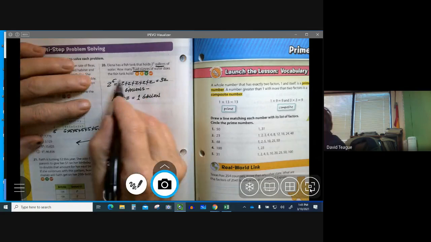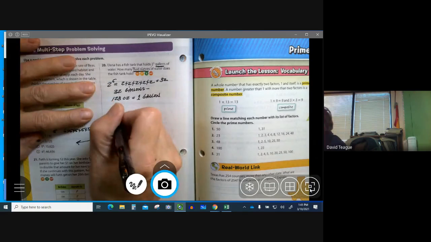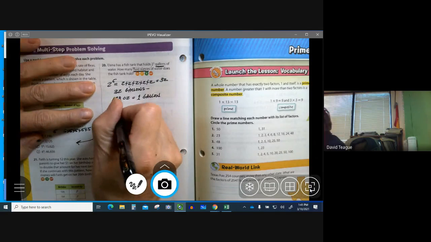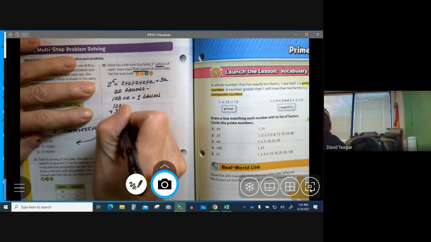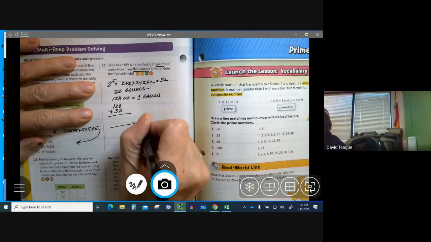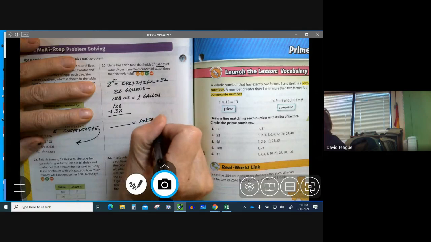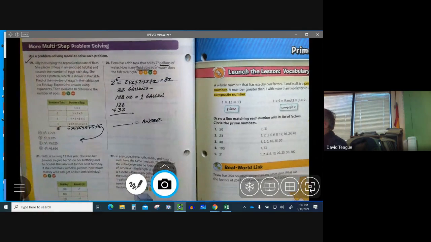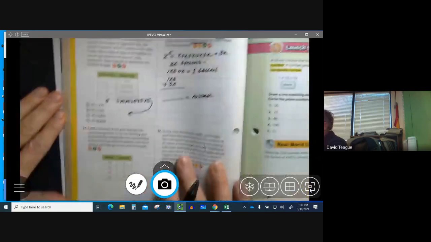So for you to find the number of ounces in her fish tank, you're going to have to take 128 times 32. And that's your answer. Okay, that's 20. 21.